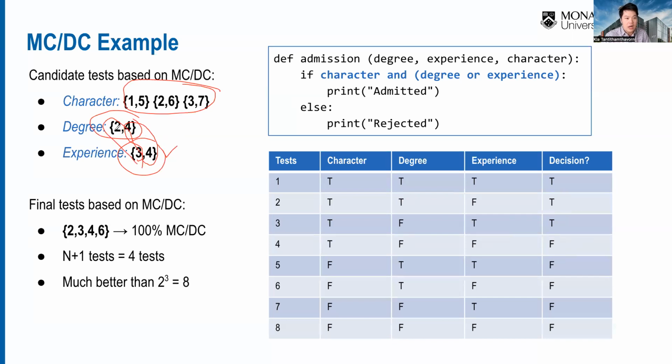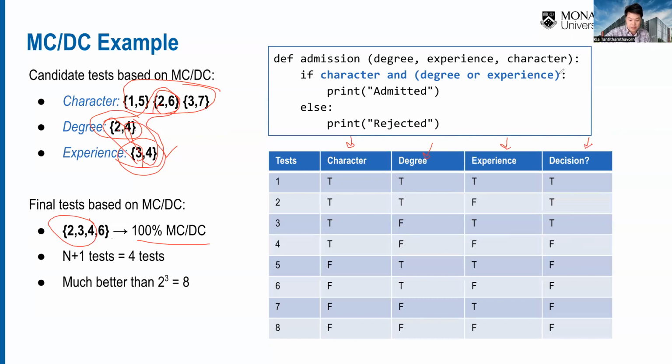So we need to get 2, 3, 4. And because 2 appears here as well, we can choose 2, 3, 4, 6. If we choose 2, 3, 4, 6, we will achieve 100% MCDC. Does that make sense? MCDC means that the character is tested both true and false. Degree is tested true and false. Experience is tested true and false. And the decision outcome becomes true and false as well.